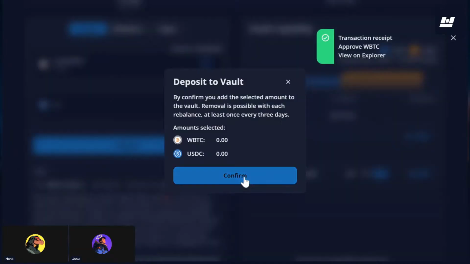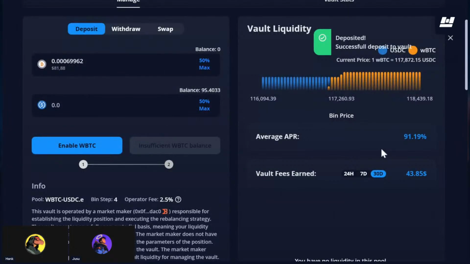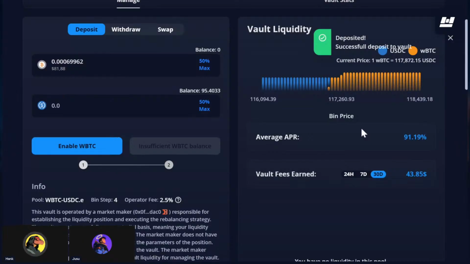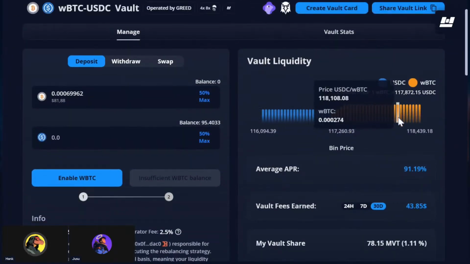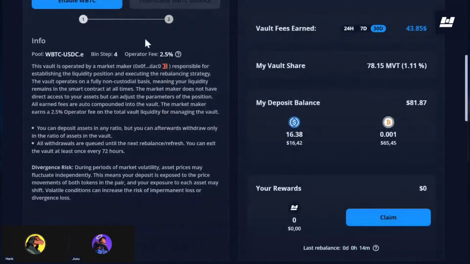Check and deposit. I just love how fast Sonic is, really. It's really, really nice. Definitely the fastest chain I've used. Yes, and cheapest chain. So this is a really cool experience. You click, you deposit it. Now you can see your deposit. You can see your balance. You're now not holding the Bitcoin anymore. You're holding a portion of the vault, and this is the distribution.